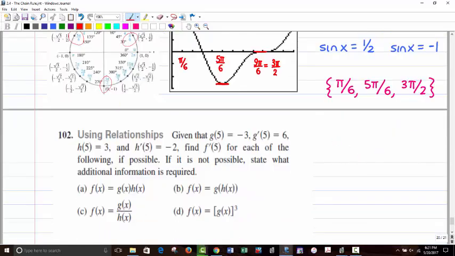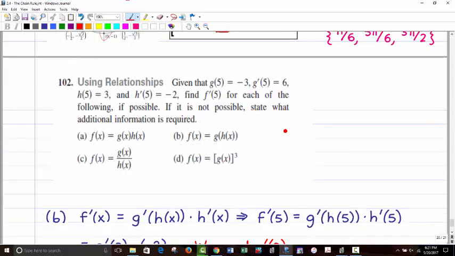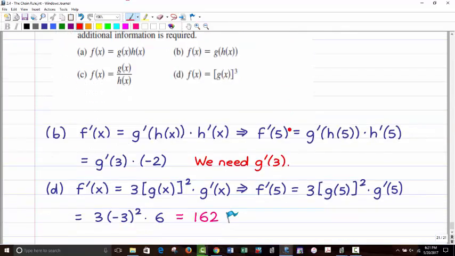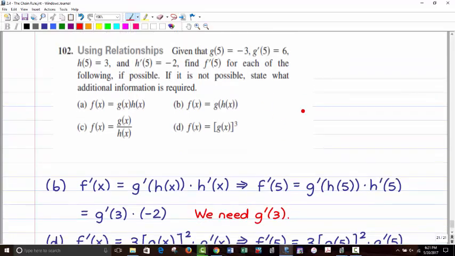And just like the way the last section ended, here's how we're going to end this section with this idea. I just did B and D here, 102. Now it's giving us information, unlike the last section where we had all the information we needed. Here it's letting us know, hey, something might be missing. So if something's missing, you can state what would be needed.